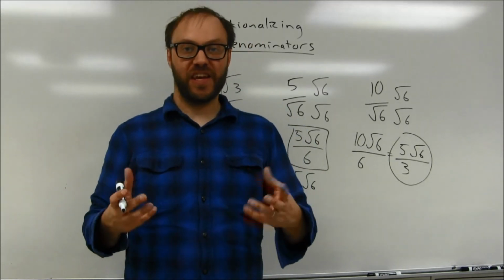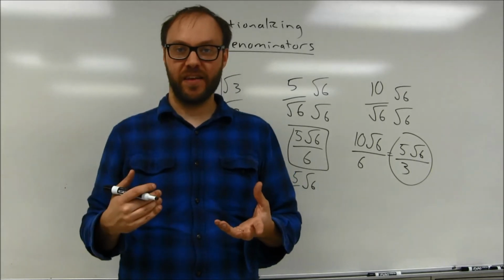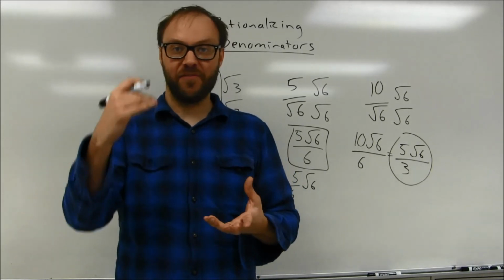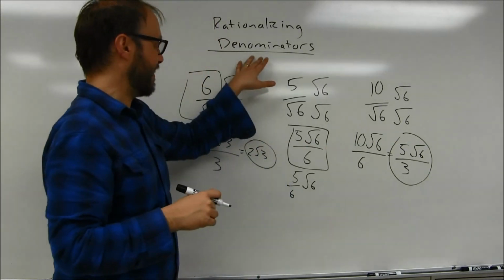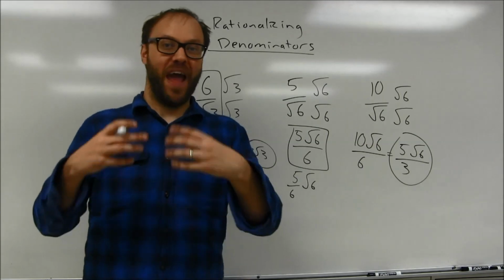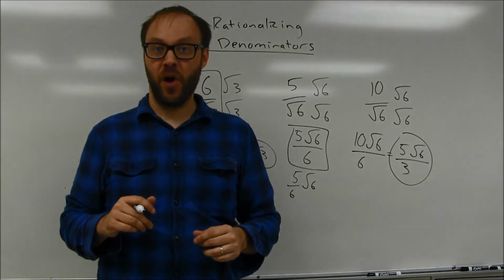So I will ask, if you get a radical in a denominator, make sure that you get rid of that radical in the denominator by multiplying both parts of the fraction by that radical that's in the denominator. It's called rationalizing the denominator. We're getting a rational number in the denominator of the fraction instead of having an irrational number. Hope that helps.